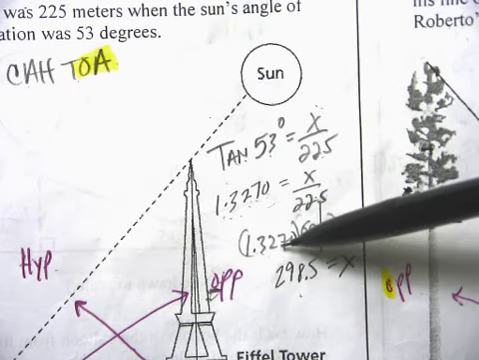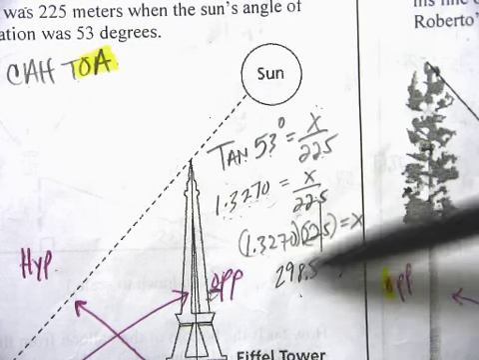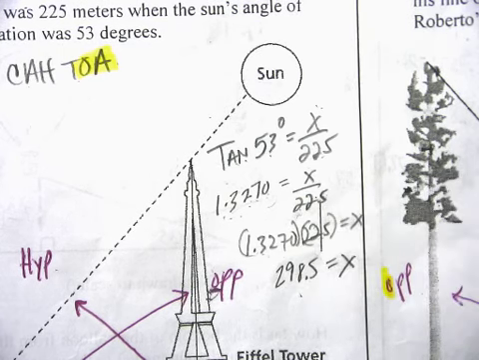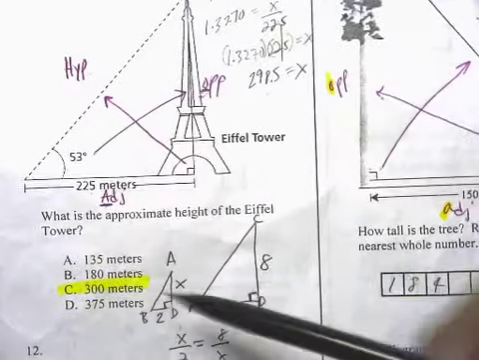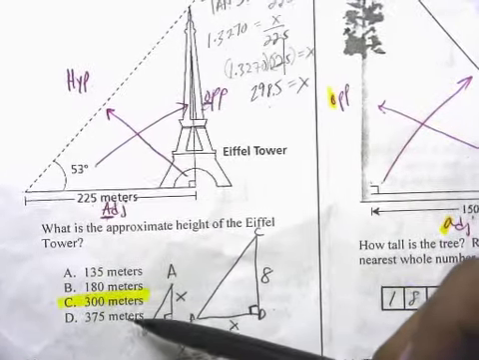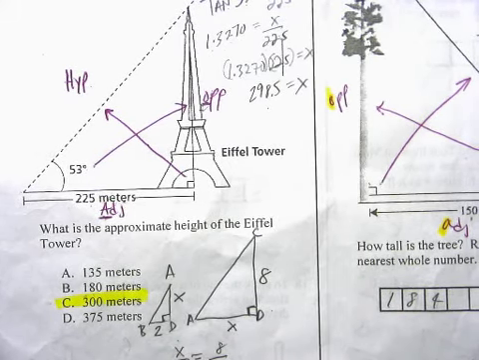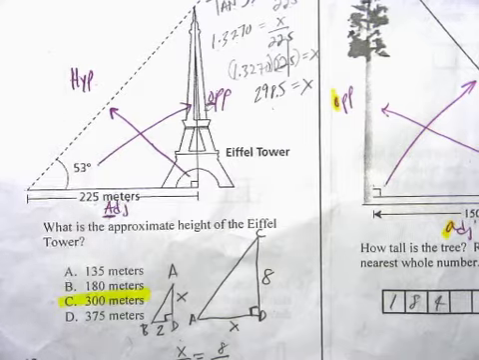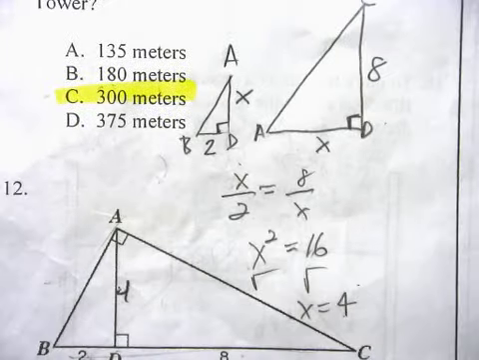And look at that. I got the x by itself, right? That's what I wanted to do. That's why I multiplied across the equal sign. When I multiply them together, I get 298.5 is equal to x. And when I look at my choices, which one of these is closest to 298.5? That would be choice C, 300 meters. Let's take a look at question number 12.